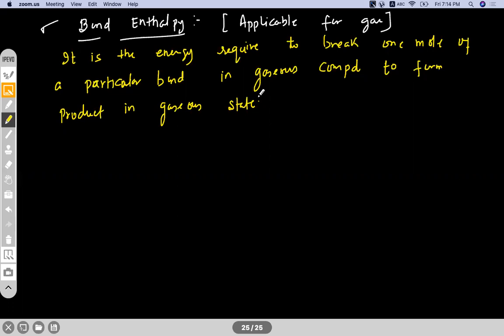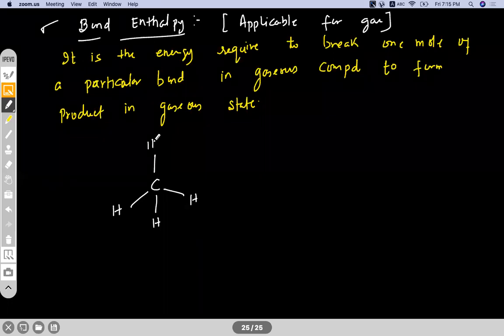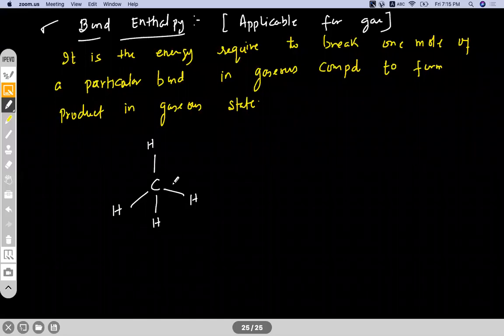See, try to understand, it is important. I have seen most of the students are confused with this. It is also defined as the average energy required to break one particular bond. For example, we have methane over here. The bond enthalpy would be the average of the energy required to break this, this, this, and this bond, all four bonds. Are you getting my point?